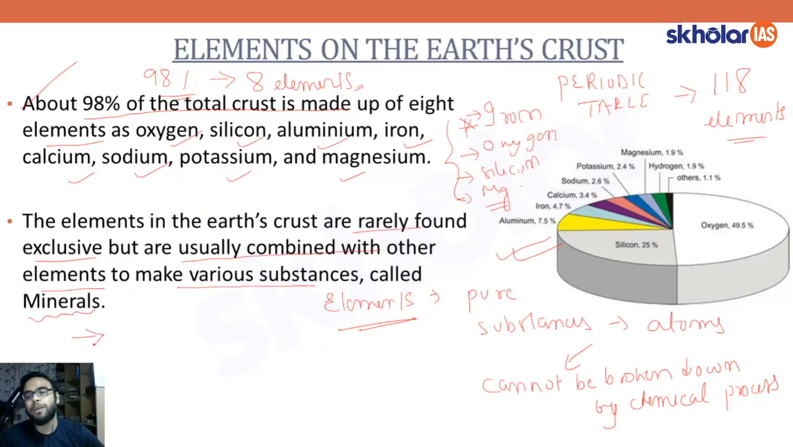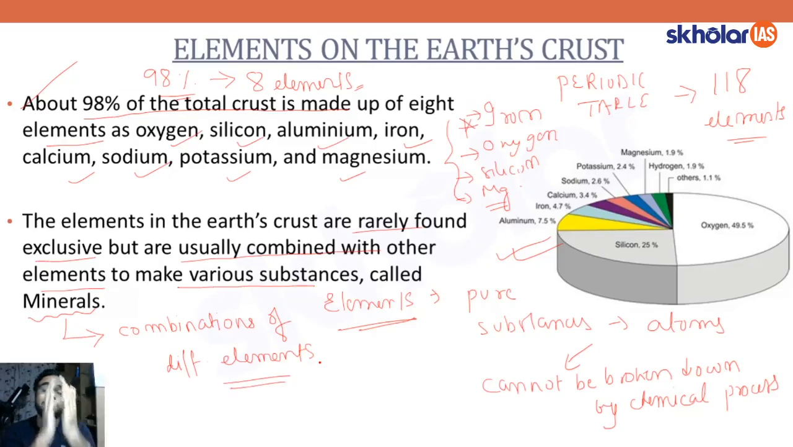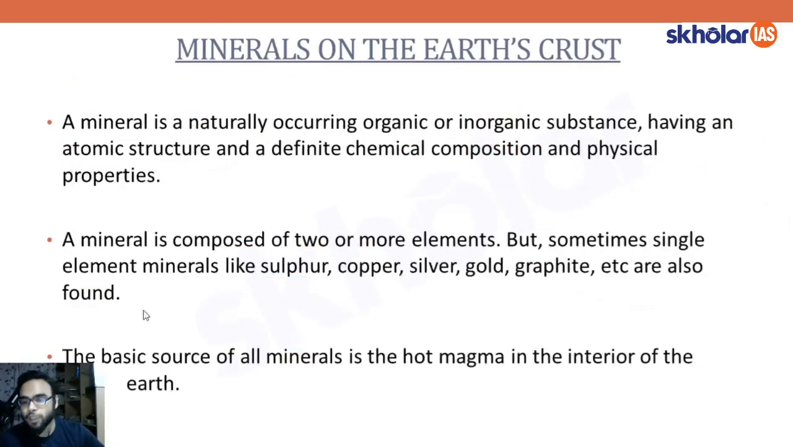So what are minerals? Minerals are nothing but combinations of different elements. Understood the difference between minerals and elements? So minerals are made up of elements, and elements are pure substances having atoms and cannot be broken down by chemical processes. Fine. Alright. So now let us talk about minerals on the Earth's crust.